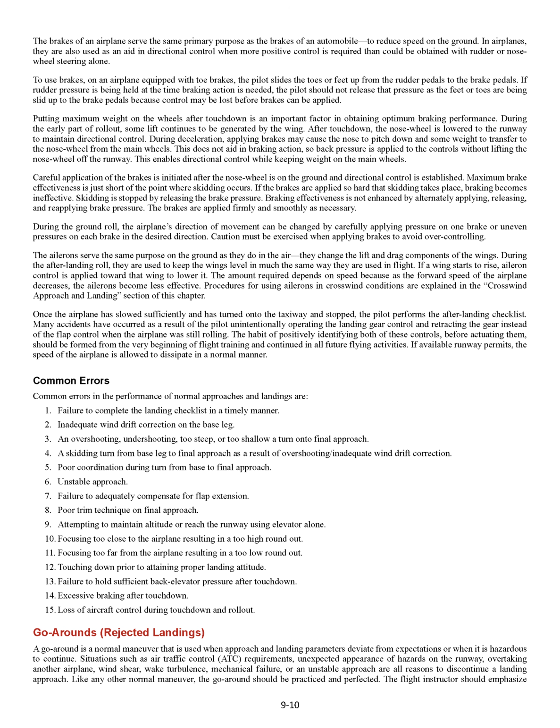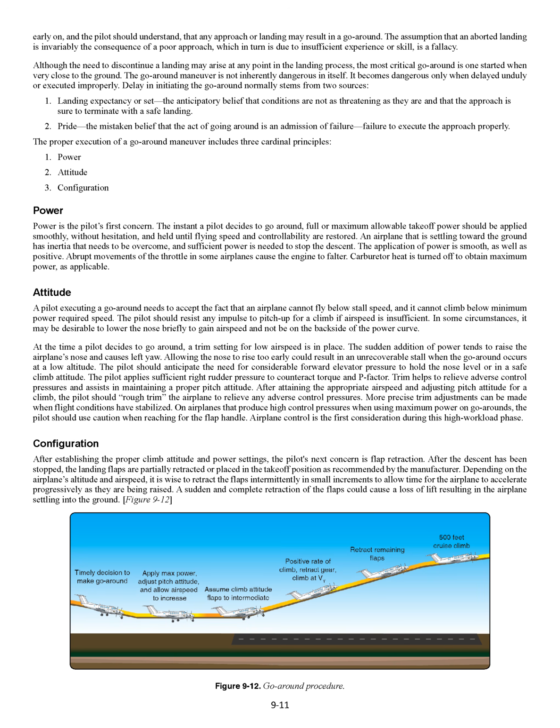Go-arounds, rejected landings. A go-around is a normal maneuver that is used when approach and landing parameters deviate from expectations or when it is hazardous to continue. Situations such as air traffic control, ATC, requirements, unexpected appearance of hazards on the runway, overtaking another airplane, wind shear, wake turbulence, mechanical failure, or an unstable approach are all reasons to discontinue a landing approach. Like any other normal maneuver, the go-around should be practiced and perfected. The flight instructor should emphasize, early on, and the pilot should understand that any approach or landing may result in a go-around.